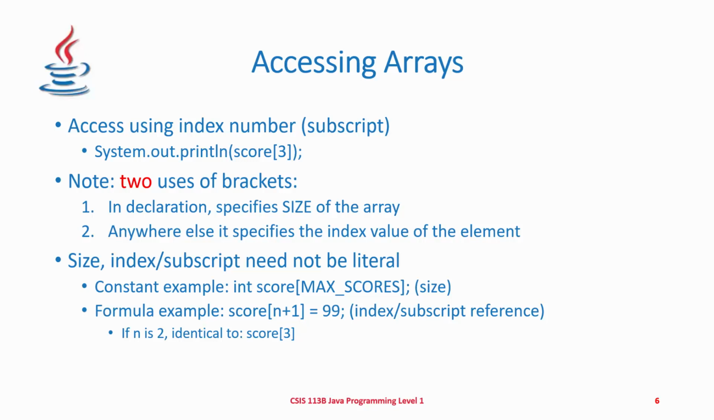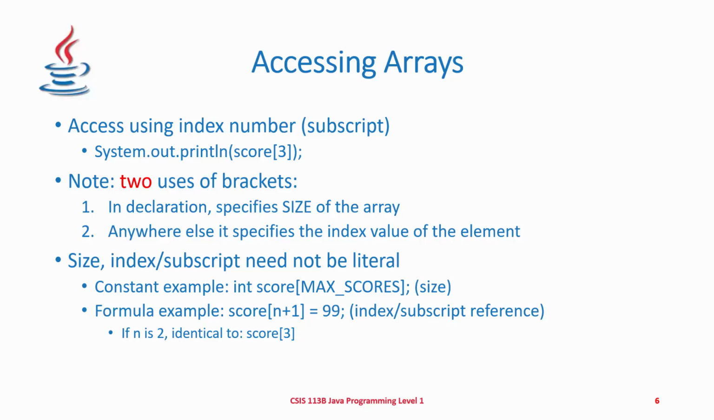We'll do so using the index number, many times also referred to as a subscript. And so the bullet there that you see, we're using the system.out.println method. And then in the parentheses, we identify the name of the array and then the particular box that we want to grab the value from using its index number. So in this case, we want to find the value that's stored at the third index in the score array.